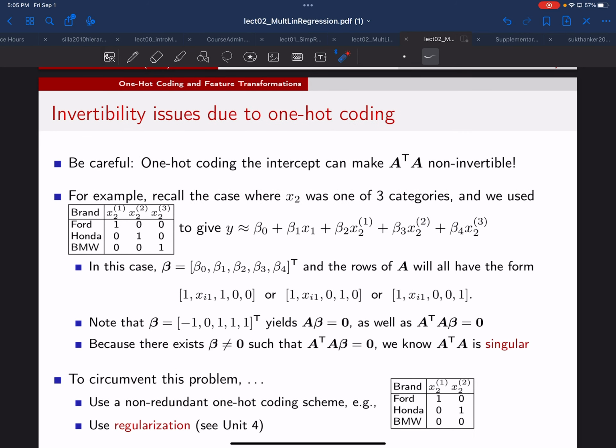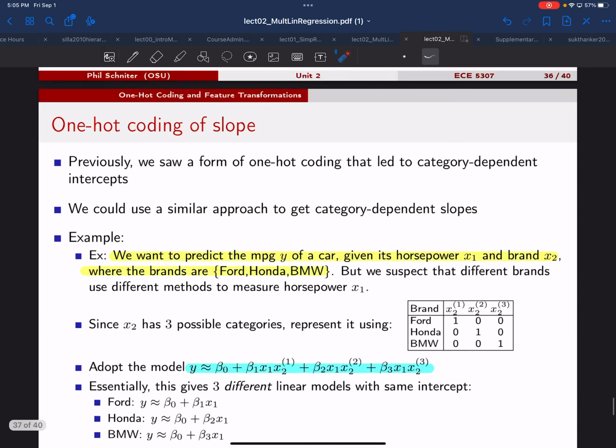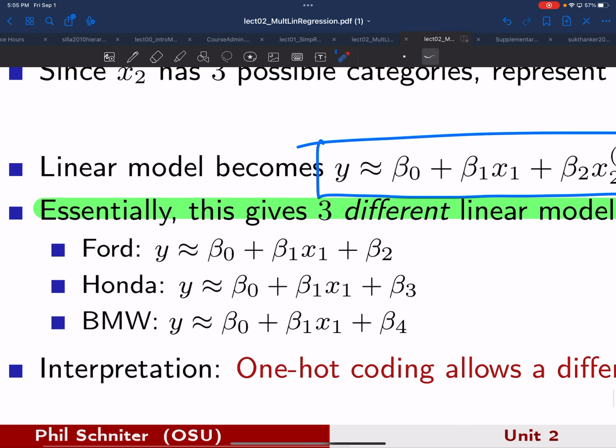So there is a little bit of an issue or potential issue with the one-hot coding of the intercept, the first version we saw. You may have already noticed something weird about it. Does it look like there's a kind of redundancy here? How many different coefficients are we using to represent the intercept? We have 4 different coefficients that are modeling 3 different intercepts. So there's a certain redundancy.